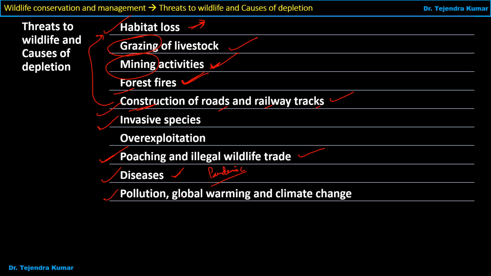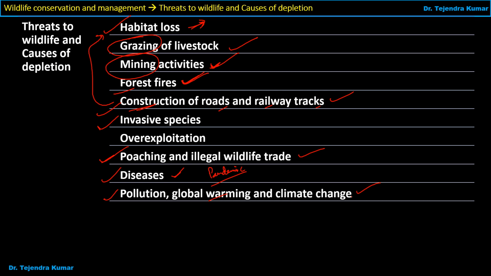Next is pollution, global warming, and climate change. It is affecting the most because it is a global-level problem, and that's why it is affecting all kinds of animals. And that's why now the United Nations and other organizations are coming onto the same platform to combat this problem.